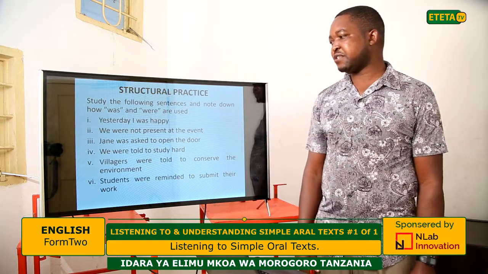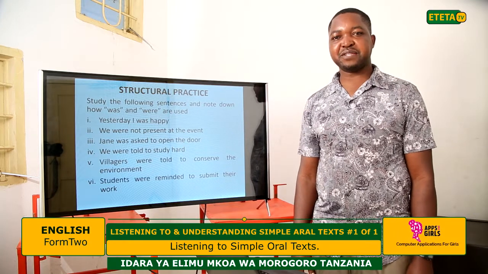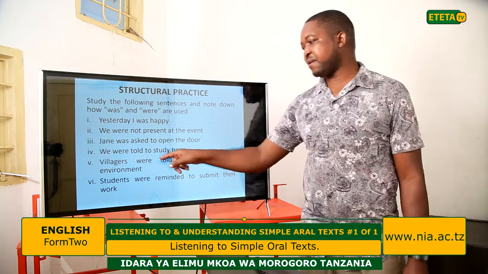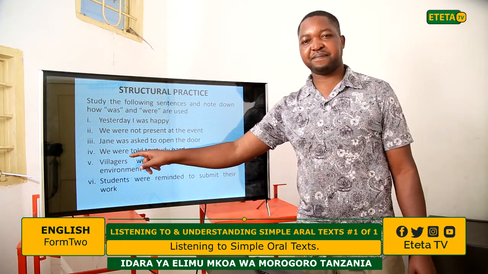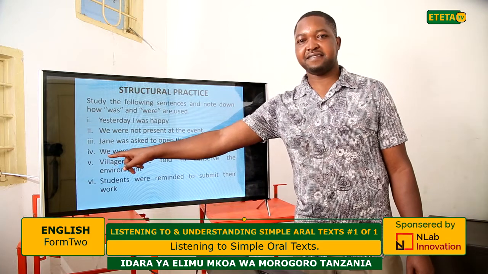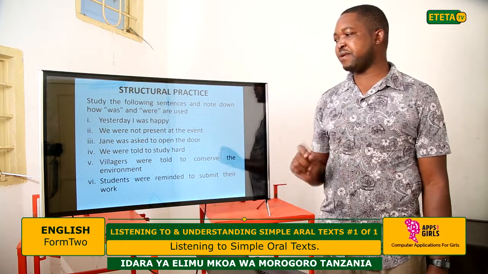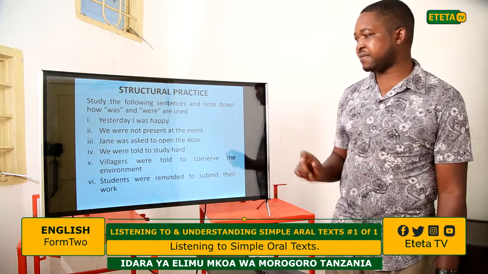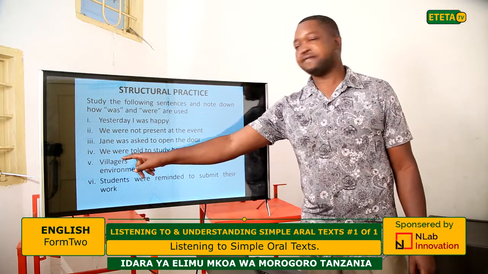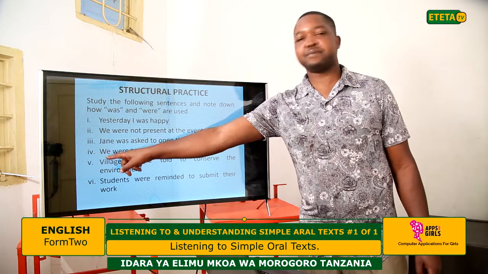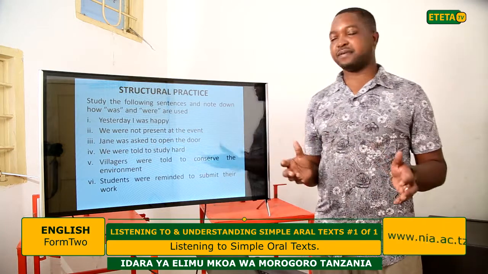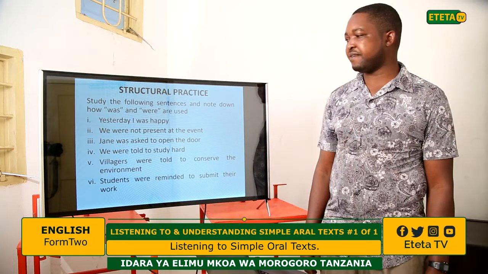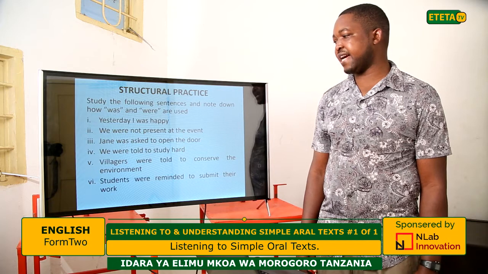Roman 4. We were told to study hard. My dear students, we were told to study hard. Were, we, pronoun for plural. So we were and not we was. We were told to study hard. As far as the pronoun used indicates plural, we have to use the helping verb were. We were told to study hard.